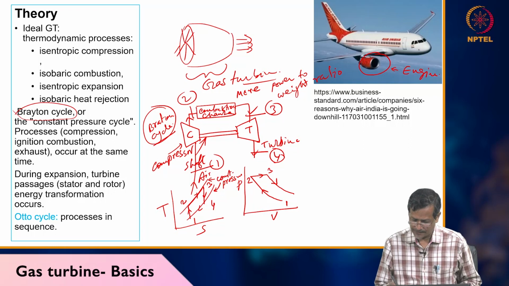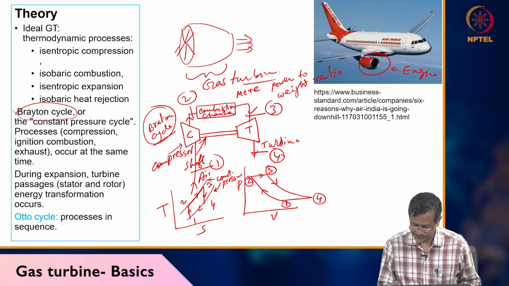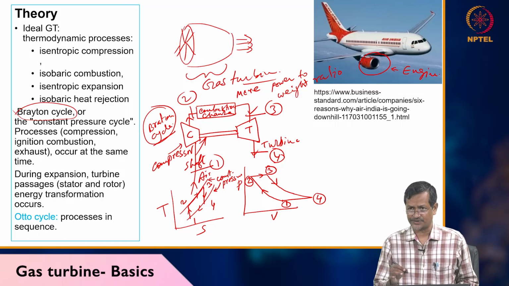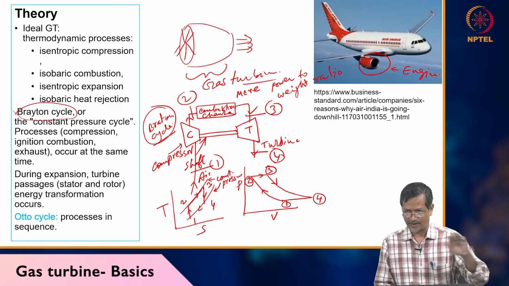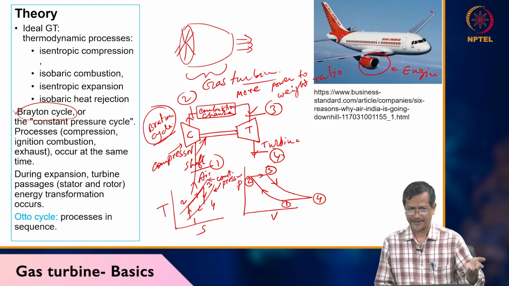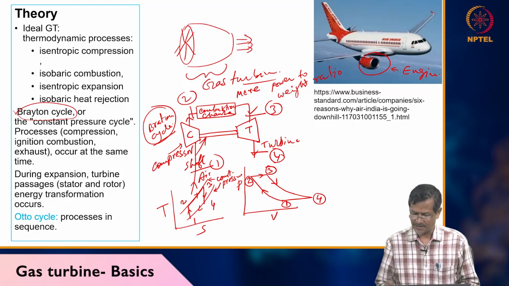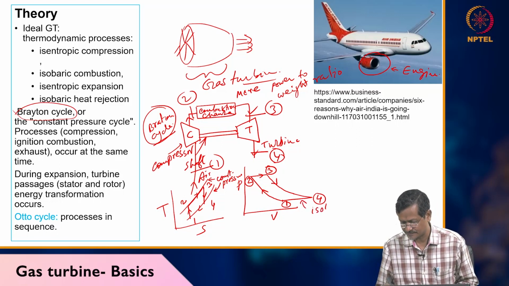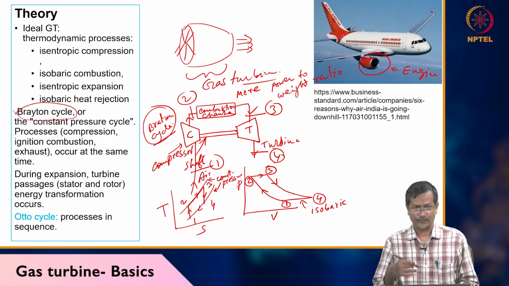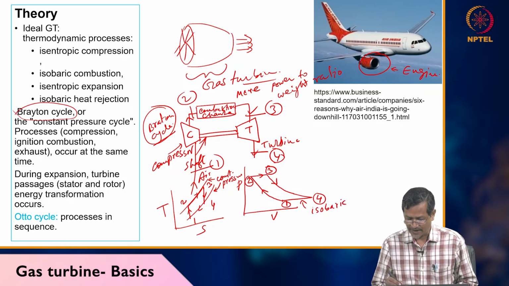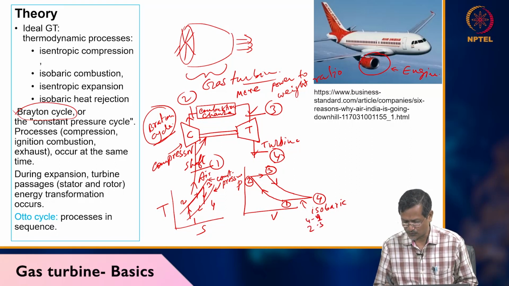Now 4 to 1, this is 4. Actually 4 to 1 is the exhaust process. This is a constant pressure process. For example, if your gas is going to the atmosphere, it will be at atmospheric pressure, right? So there is no pressure change. 4 to 1 is a constant pressure, isobaric process. So I have two isobaric processes, 4 to 1 and 2 to 3.